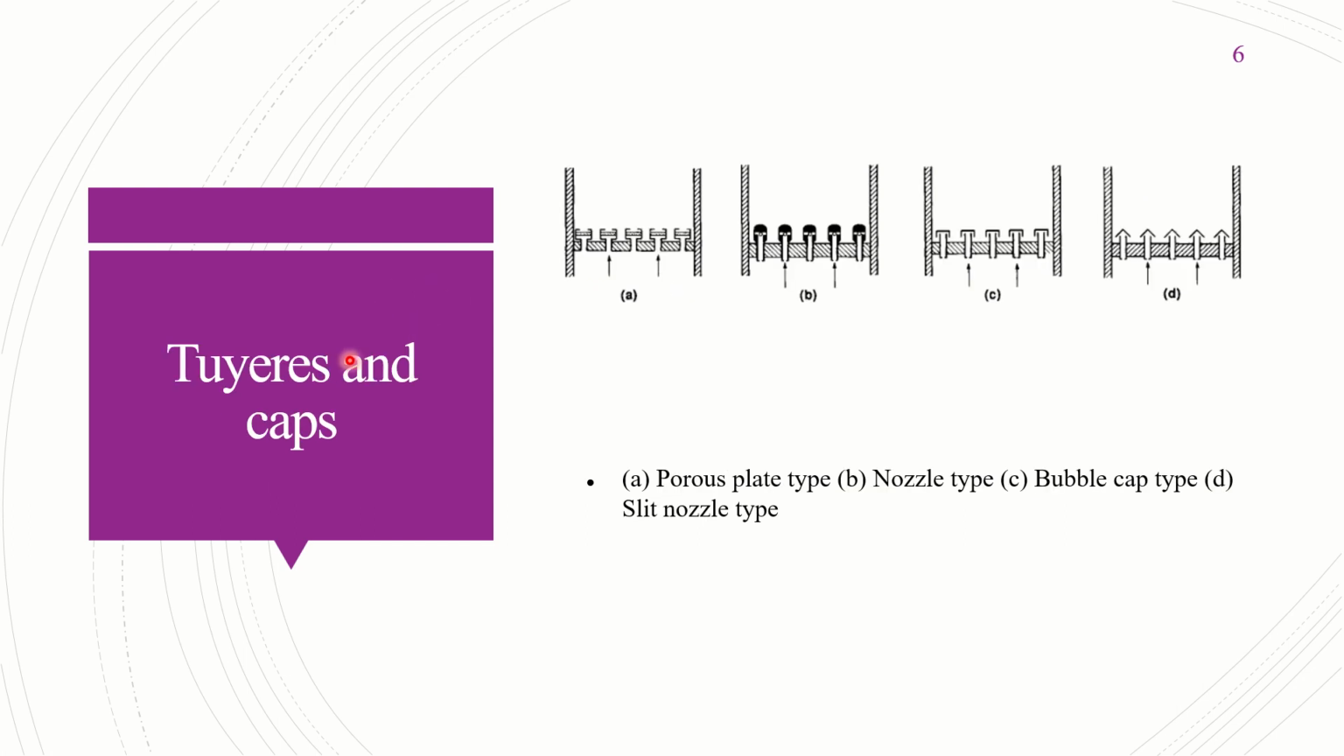And next is the tuyeres and caps. Here, as you can see, there is a cap-like thing which is attached to the gas distribution system. This would be used when the system is highly reactive, or we are dealing with high temperature systems. Here there would be an orifice through which the gas passes, and depending on the movement, gas would be moving through. So in those systems, tuyeres and caps would be used.